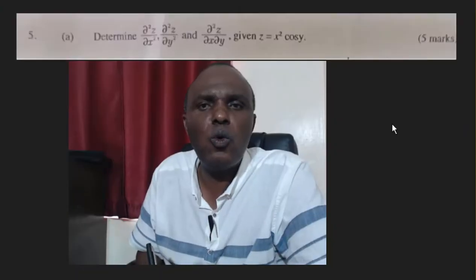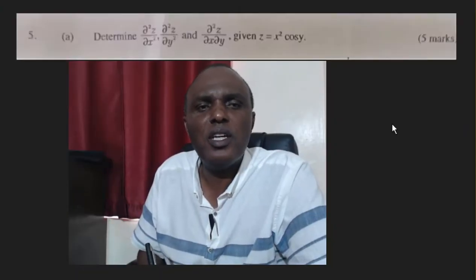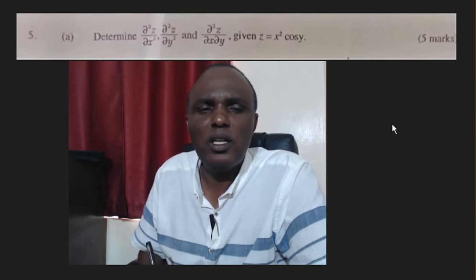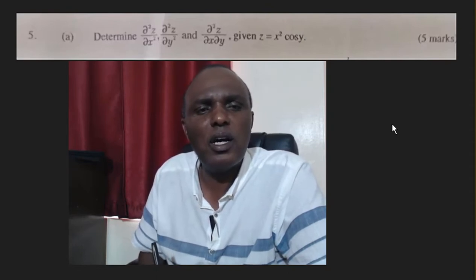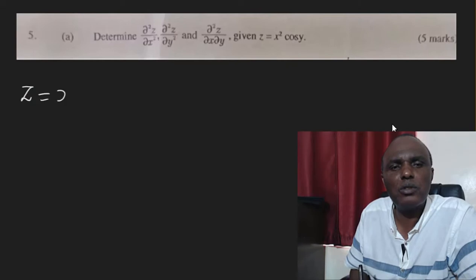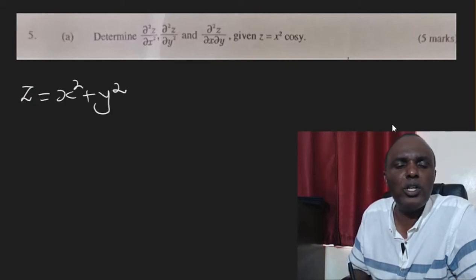Let us do question number 5. It's about partial differentiation. You are welcome. In partial differentiation, you have more than 2 variables. For example, z is equal to x squared plus y squared. When you want to differentiate in this case, you have to keep one variable constant.